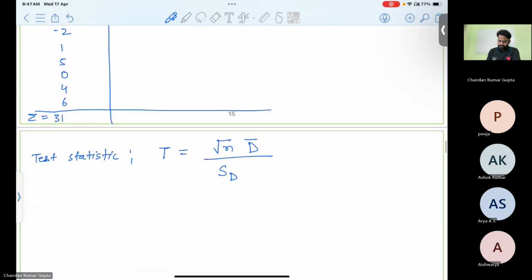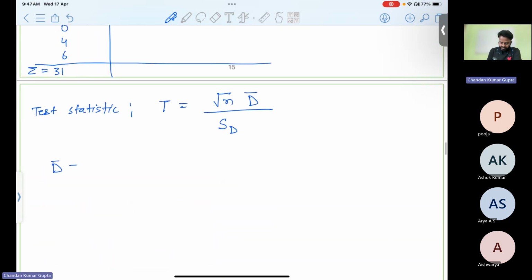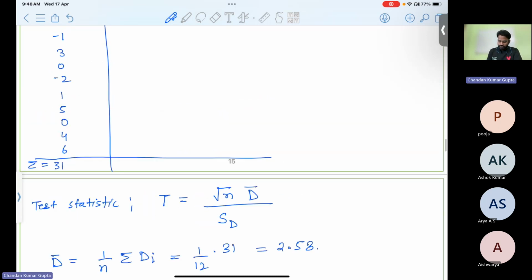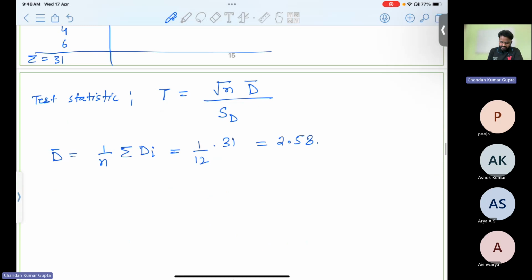So d bar equals 1 upon n summation of di, that is 1 upon 12 into 31. So it comes out to be 2.58. Now we need to calculate SD.